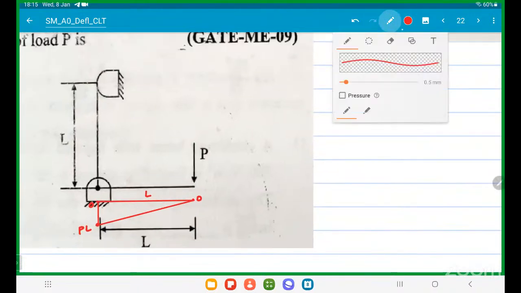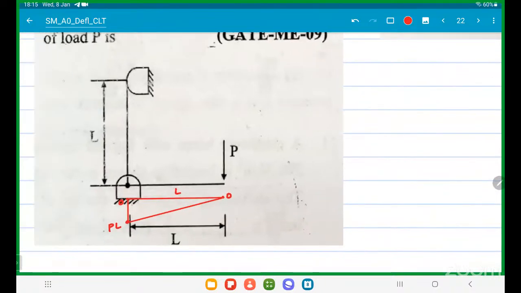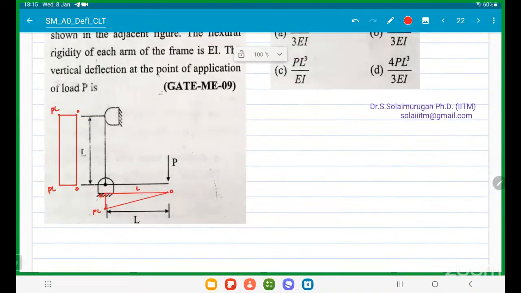Sir, it is a rectangle. It is a perfect rectangle. This is 0. This is your M. What is M? P into L. Correct? Any doubt so far? The vertical force is neglected, not considered for the vertical member.